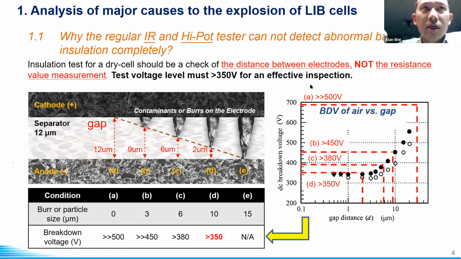We know the separator has many holes, the porosity. So we assume there's air in the separator. So we use the breakdown voltage of air versus gap, for example, here.